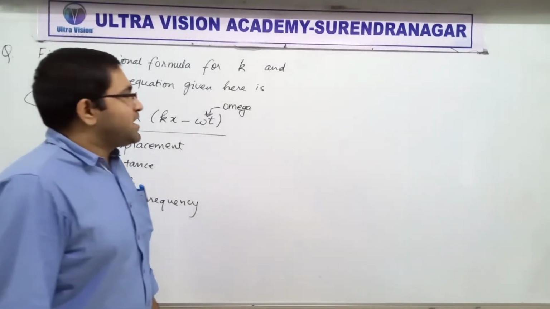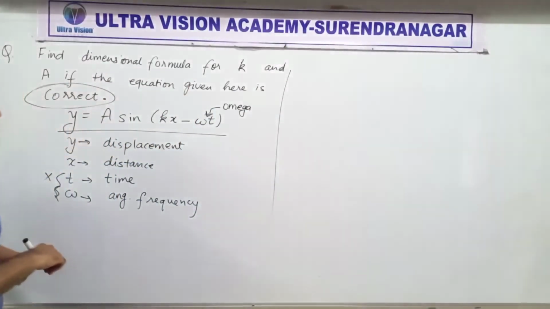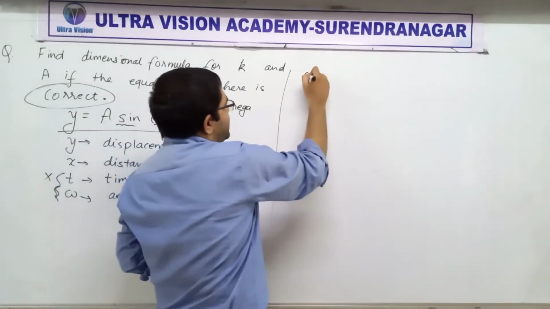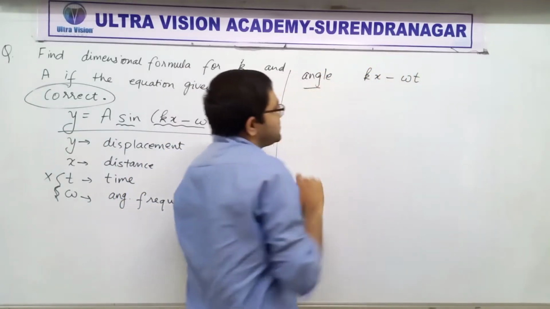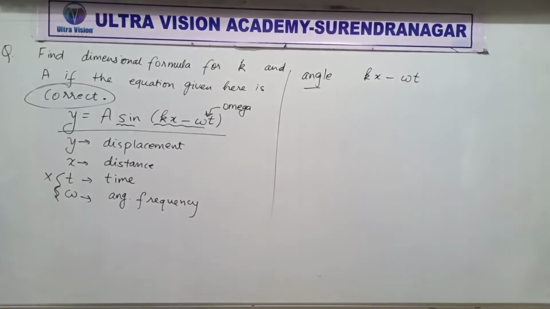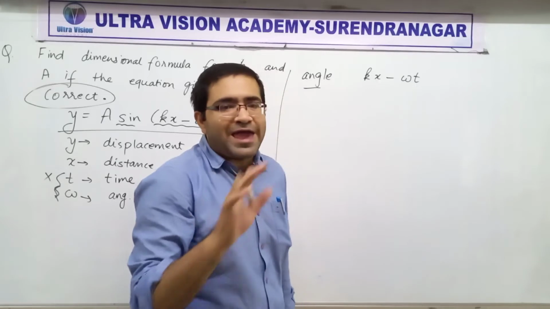Alright. Now let's start. First of all, you see there is sine and then there is this. Do you realize here the angle is kx minus omega t? Yes or no? Kx minus omega t is the angle. If yes, you can raise your hand. If no, you can type it in the chat box. Alright, so kx minus omega t is the angle.